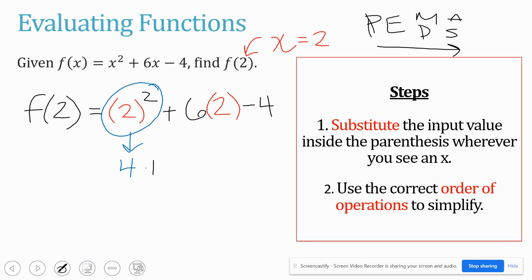Now I'm going to bring everything else down. I'm going to just follow those steps. Okay, now I have multiplication. I want to do that multiplication. 6 times 2 is 12. And I'm going to bring everything else down.